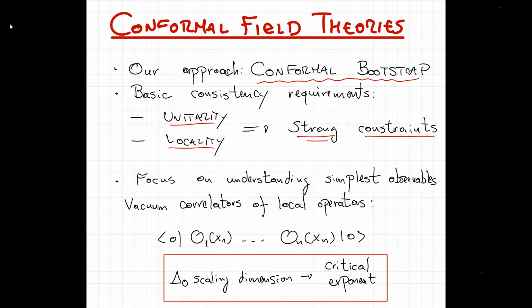Okay, so our approach to study conformal field theories is the conformal bootstrap. So what is the conformal bootstrap? This is simply an approach where we assume basic consistency requirements, such as unitarity and locality in the form of associativity of the OPE, as we'll see. And very surprisingly, just assuming these two requirements actually leads to very strong constraints in the presence of conformal invariance. Okay, so this is the philosophy. So there's no Lagrangian, there are just these basic consistency conditions, and we try to derive consequences from them.